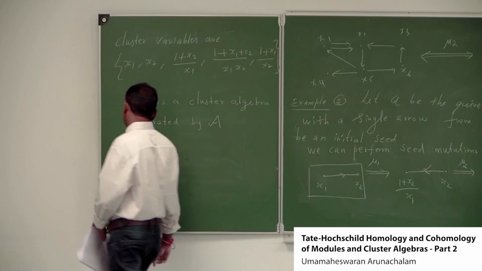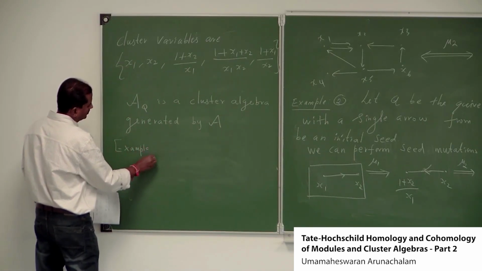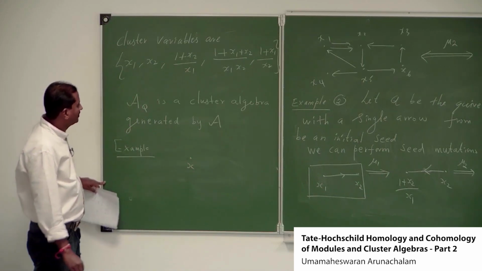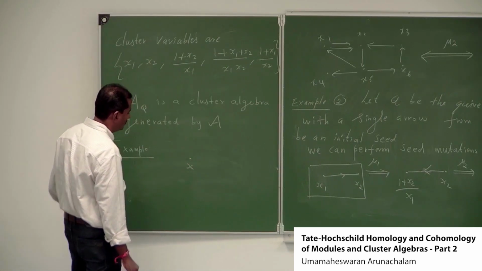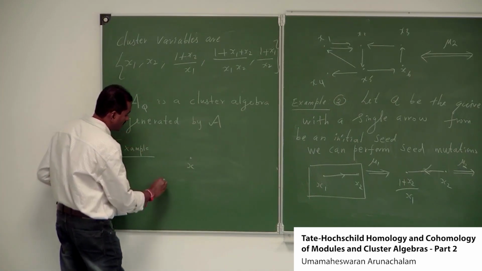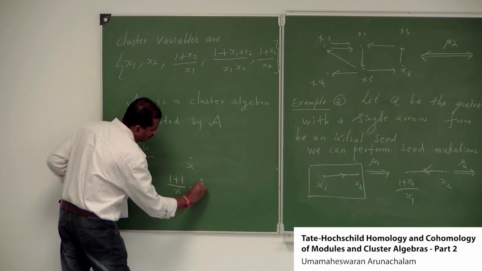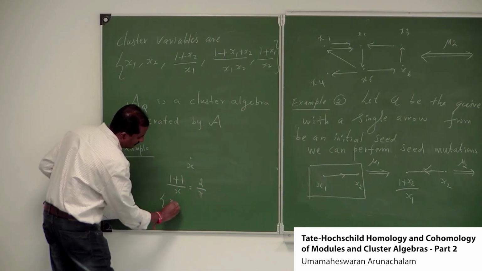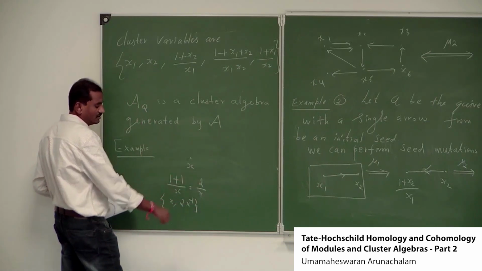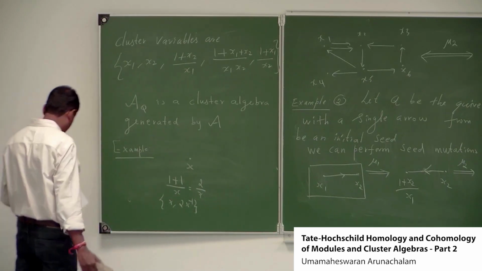Suppose in another example, suppose we have only one variable x. How to find your cluster variables? So x1 is x, x2 is empty. That's why I am taking 1 plus 1 divided by x, that is 2 by x. x, comma, 2 x inverse. These are cluster variables. It is generating a cluster algebra.